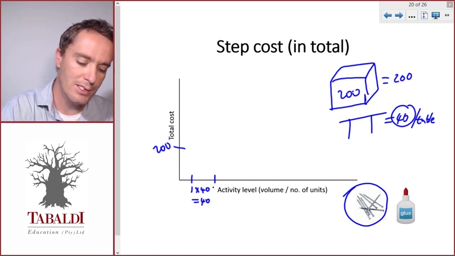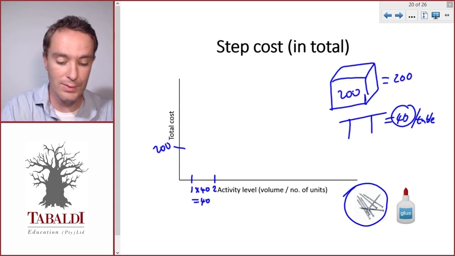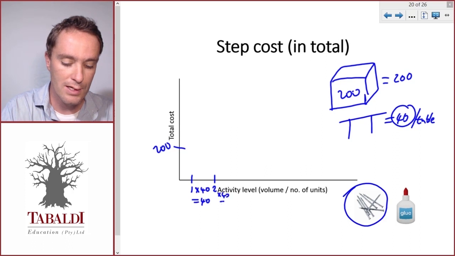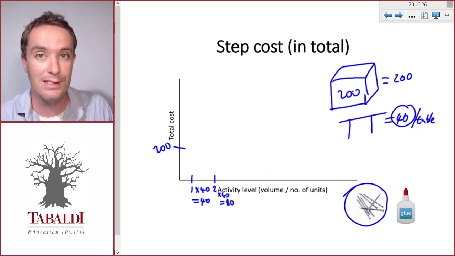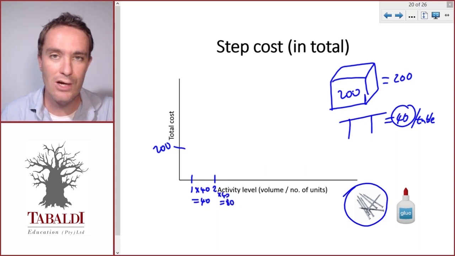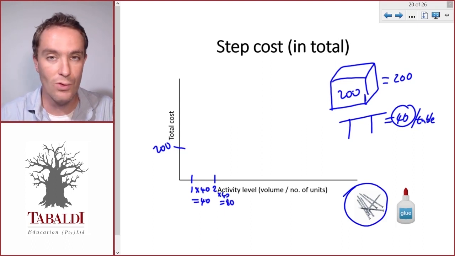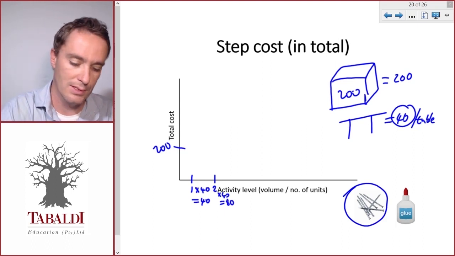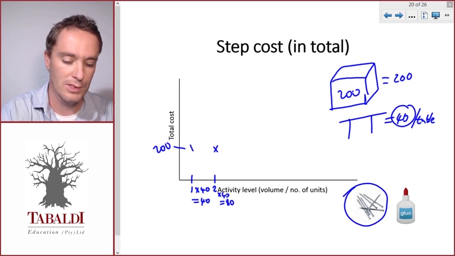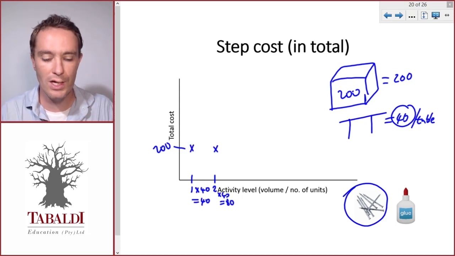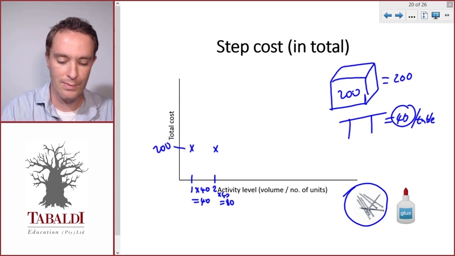Now when we increase our production to 2 units, 2 tables, so 2 times 40, then we'll need 80 nails. So we still only need 1 box of nails because there's more than enough to make our 2 tables. So our cost stays 200. So whether it's 1 table or 2 tables, we'll only pay 200 for nails.